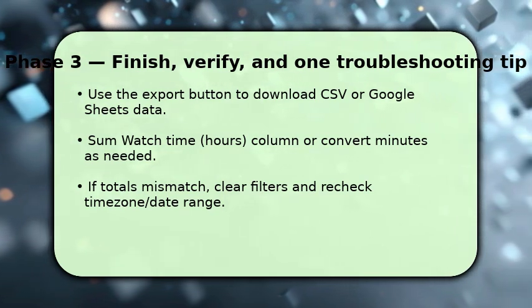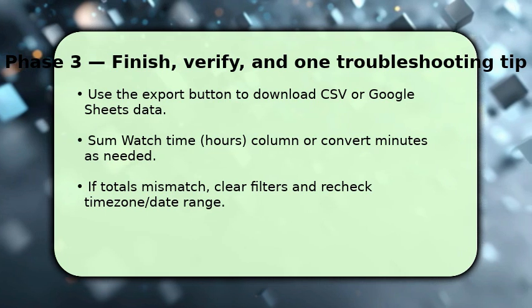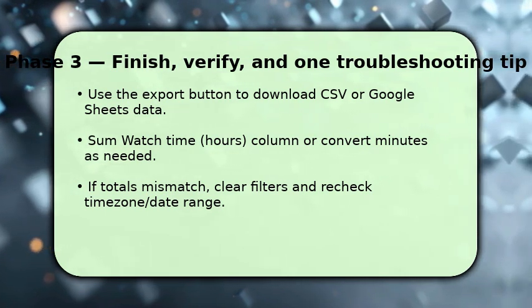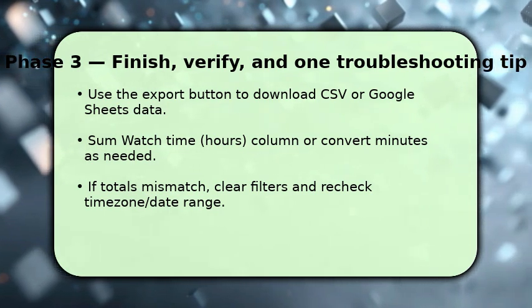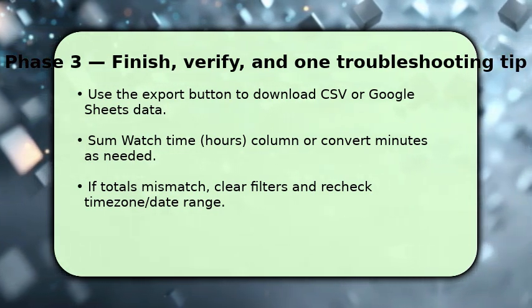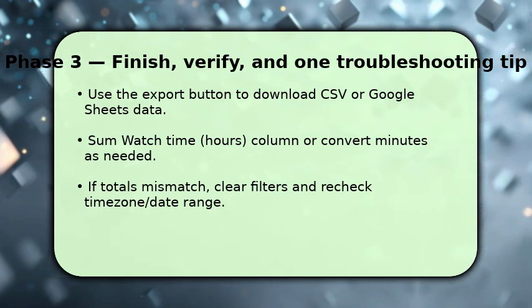Choose CSV or Google Sheets for easy calculations. Then, sum the watch time hours column, or convert minutes to hours by dividing by 60 to get precise totals for your date range. If numbers seem off, make sure filters weren't stacked.